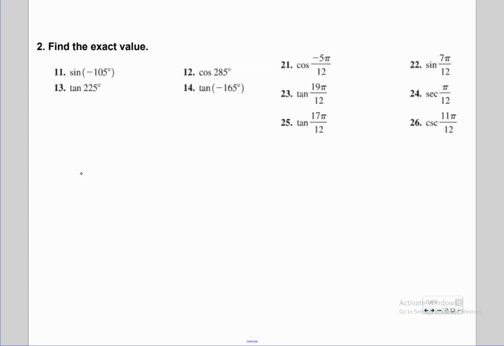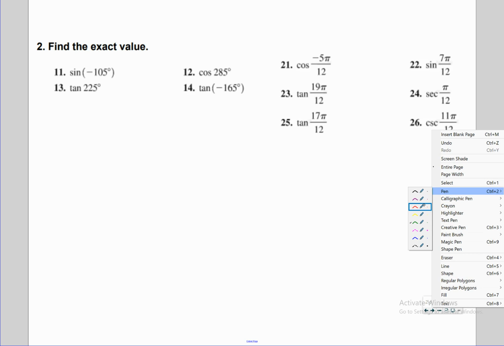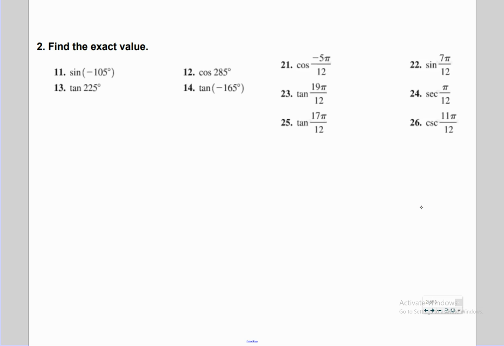Number 2. Most of the other problems on the test are just going to say find the exact value, which means no decimals, and you're probably going to use an identity to figure it out and your unit circle values. Okay, so let's pick one of these. What do we like? 24. Okay, so I have secant of pi over 12.